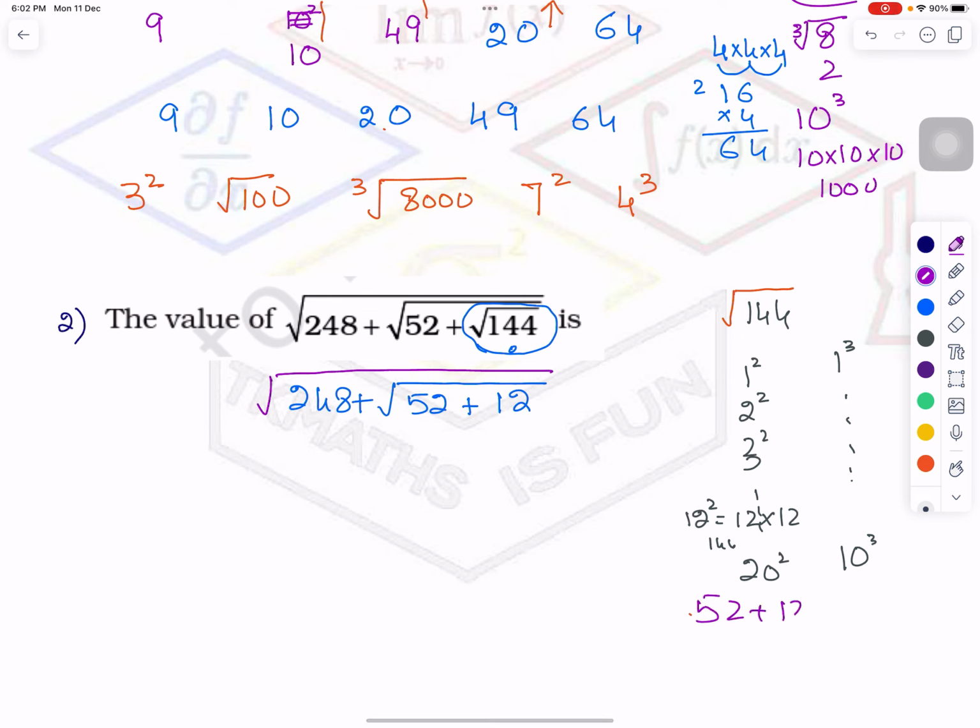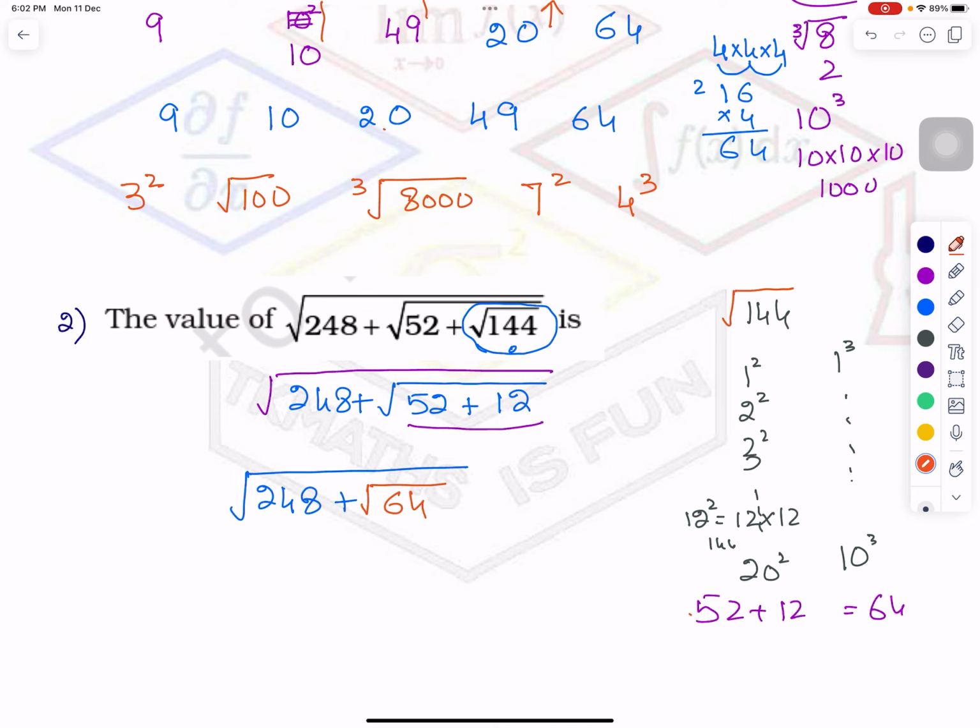52 plus 12 is what? 64. So instead of this whole thing, I can now write 64. Let me write the rest again. 248 plus, and inside now I will write 64. Now what is root 64? You see, you are doing it stepwise, so it is not difficult at all.